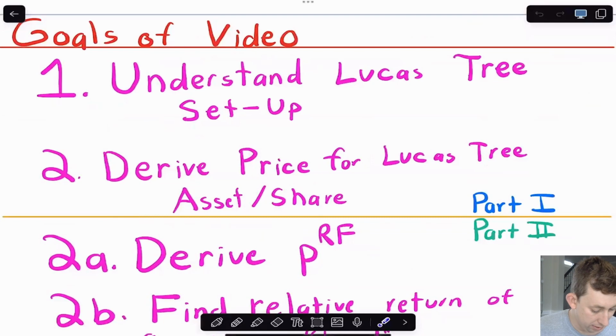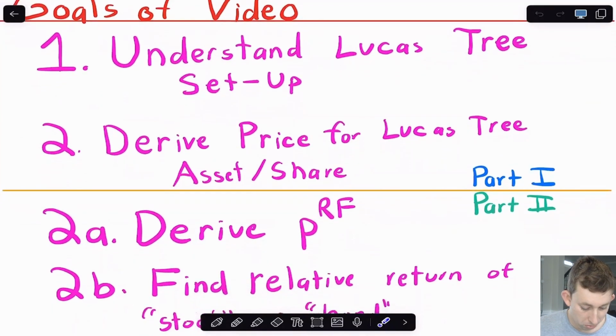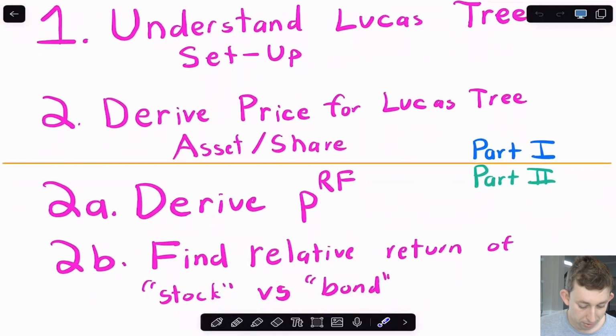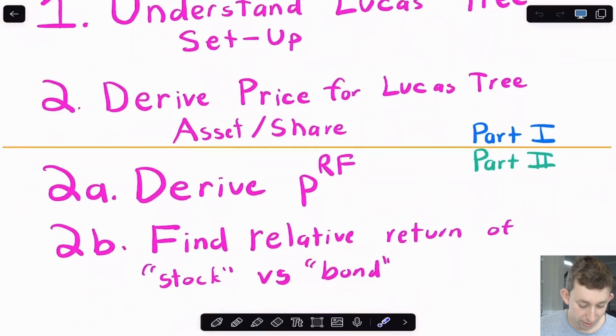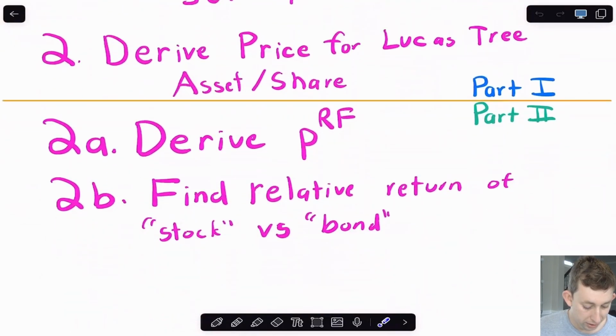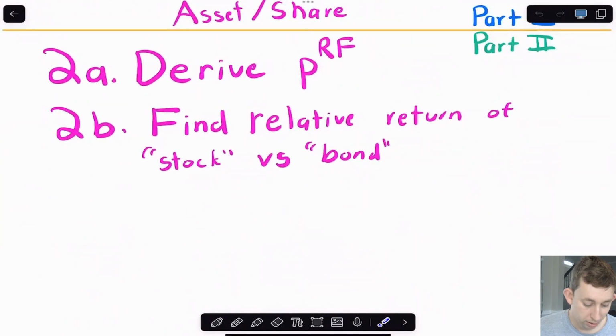So remember that from part 1, we talked about the goals of this video overall, and then I talked about how we needed to split this up, otherwise this video was going to be way too long. So in part 1, we talked about the setup and we derived the price for the Lucas Tree asset, and I'll go over that equation again very briefly. But now in part 2, what we really want to do is derive the price of the risk-free bond in the model, and basically we want to compare the return of the stock, which is the Lucas Tree asset, to the risk-free bond.